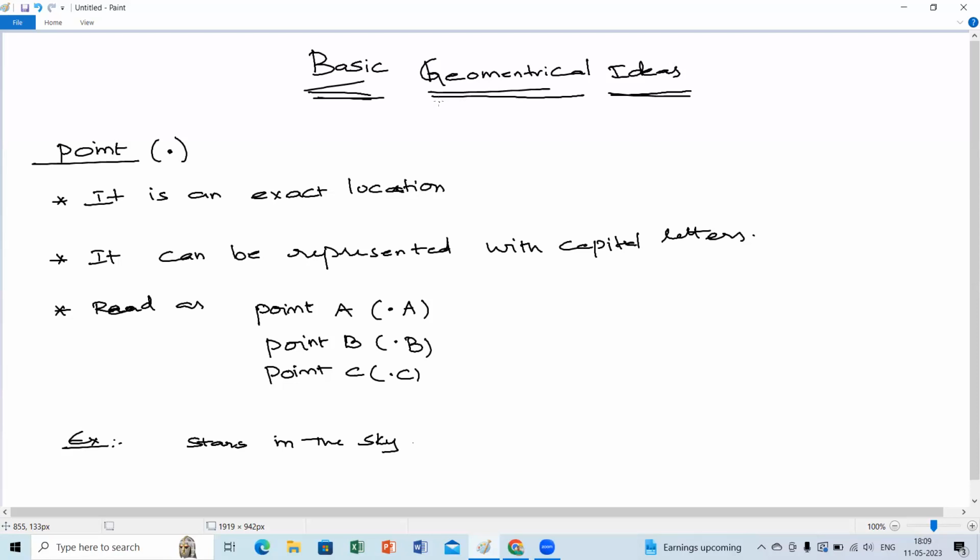Coming to the second point, line segment. What is the meaning of line segment? See, children, a line segment is a part of a line. You know line. What is a line? We will, don't worry.